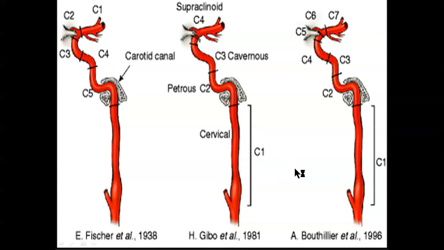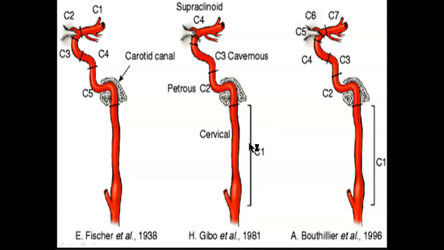Whereas other classifications given by Gibo and Bouthillier, both are in the proximal to distal manner. So that is from neck towards the head. So that is the antegrade fashion. So the only difference between Fisher and Gibo and Bouthillier is this one. And of course, the segments which were given differ from each other. But the basic principle is internal carotid artery anatomy is the same, only the segments are named differently.